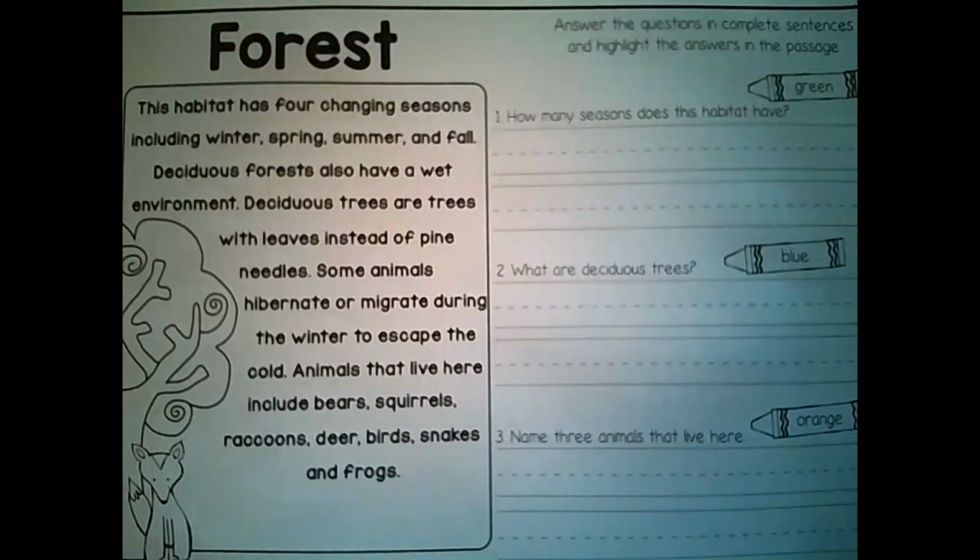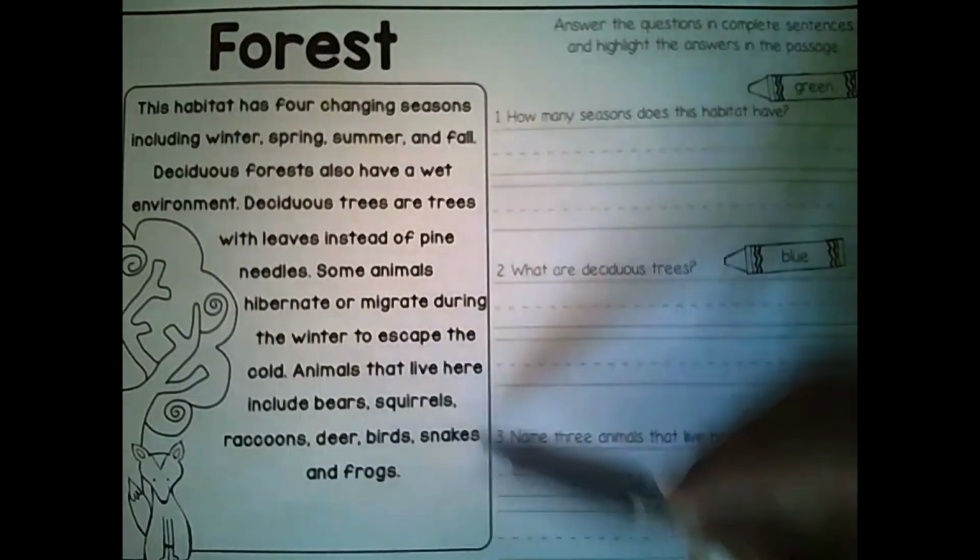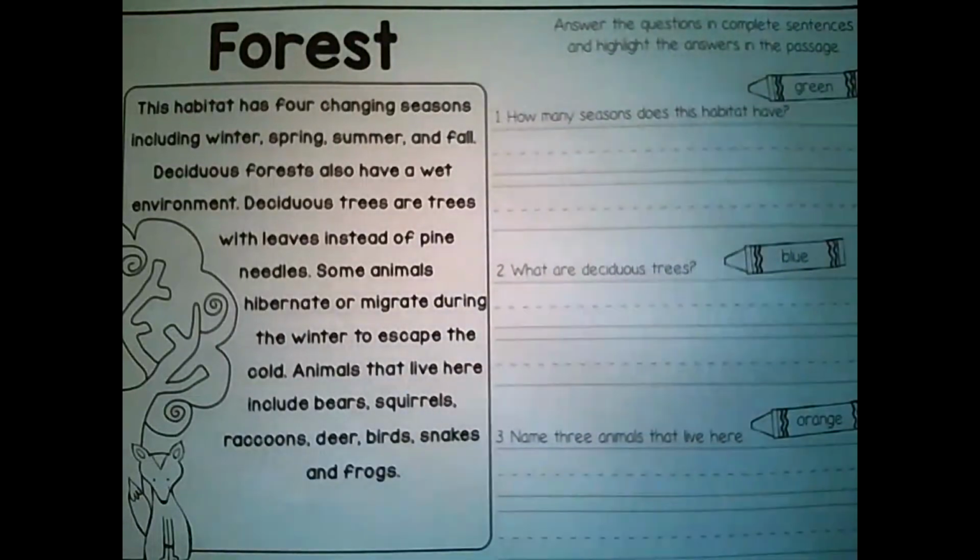And then number 3, name 3 animals that live here. That's easy. You guys have already done that on another worksheet. You should be able to do that here. Okay, name 3 animals that live here. I'll give you 1. It is bears. And if you need more, feel free to look at the bottom of the page here. It'll help you out.